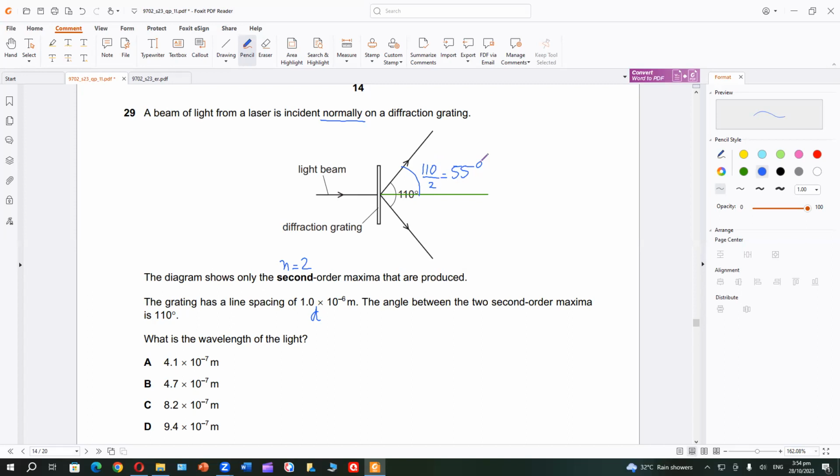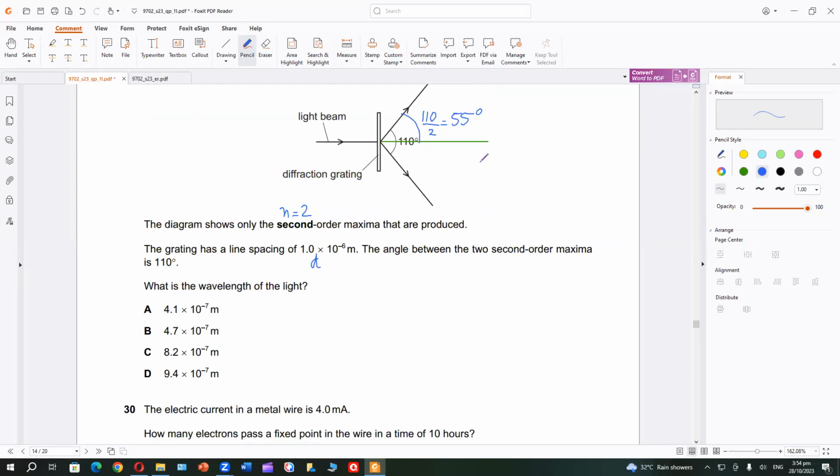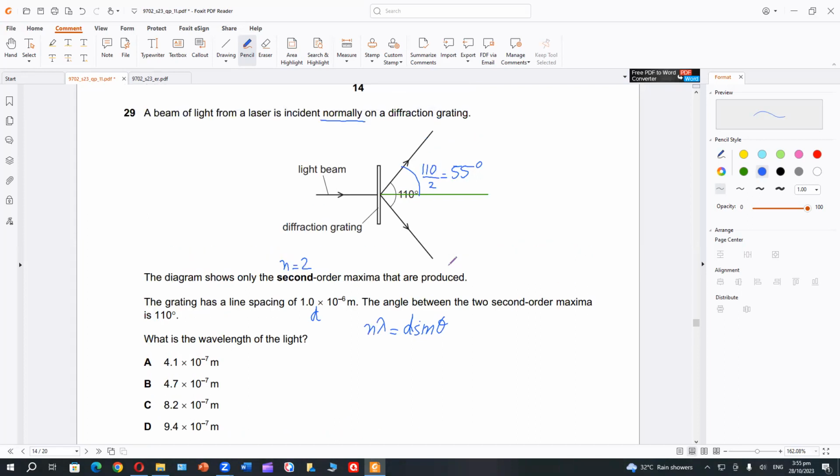So I have the angle and I have the formula. What's the formula? n lambda is equal to d sin theta. We're always supposed to take the angle like this, it's a basic math rule. It's a line of symmetry. So if this line is n is equal to 2, and this line is also n is equal to 2, the two orders, the angle between the two second order maxima, you always have to halve it if both orders are the same. What is the wavelength of the light? Remember.